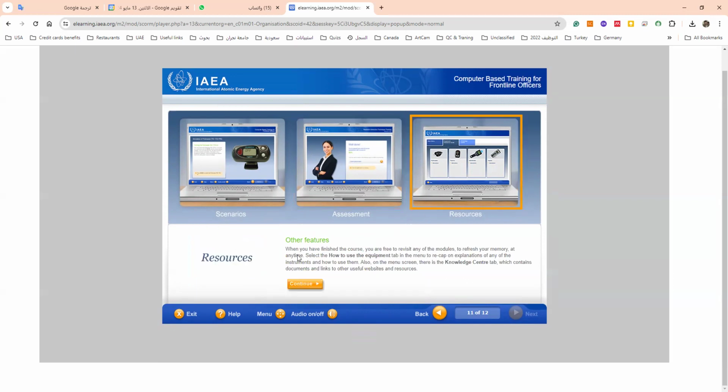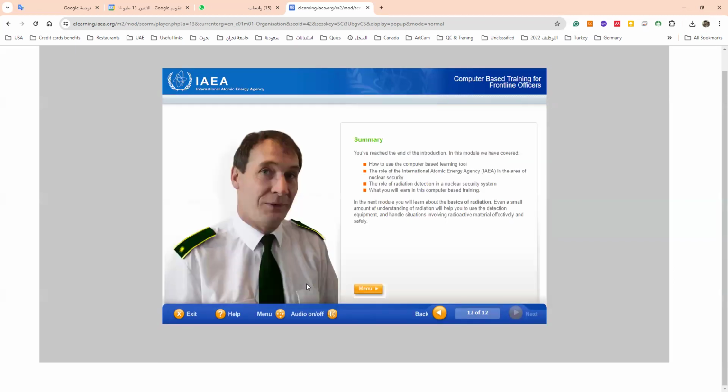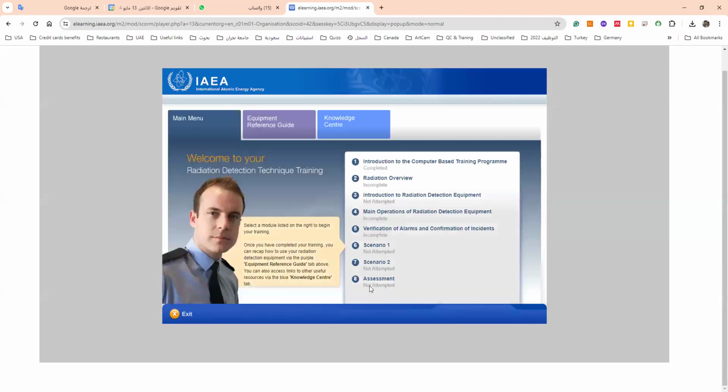Okay, resources. When you have finished this course, you will be free to revisit any of the modules. And by this, we end now, and we will go back to the main menu after completion. You can see here, module 1 was completed, and 2, 3, 4, 5 are incomplete.